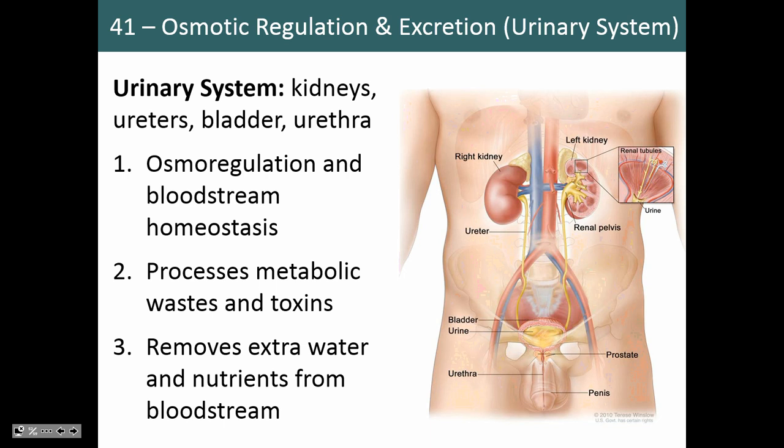In other organisms, we don't necessarily have all of those structures, but we still do these same main tasks. We regulate bloodstream homeostasis, maintaining proper water balance. We process metabolic wastes and toxins and eliminate them from the body. And we remove extra water and nutrients from the bloodstream for disposal, right? So this is the organ of water balance and maintaining water homeostasis. And then secondarily it's eliminating metabolic wastes.